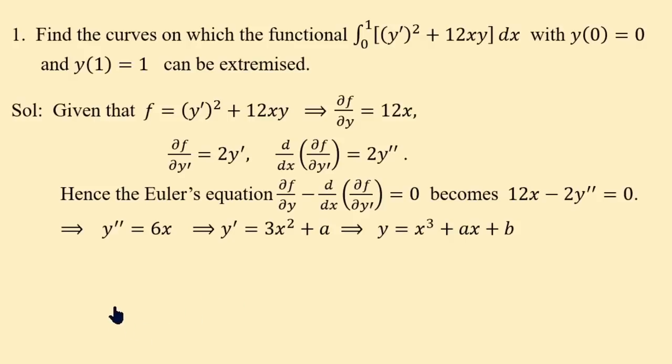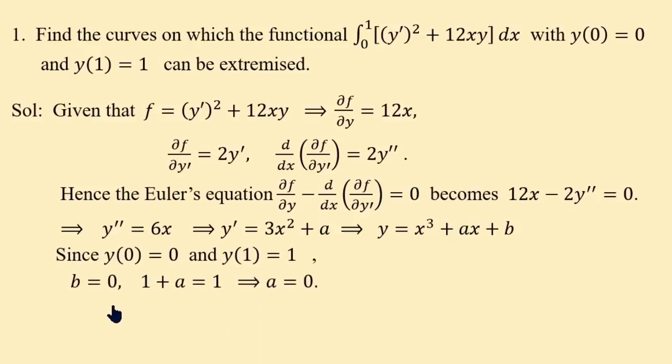Now see, at x equal to 0, y is 0, and at x equal to 1, y equals 1. By substituting, b becomes 0, a is also 0. The required solution is y equals x cubed. Follow? It's a very simple logic. Just remember this formula, the Euler equation, and see the partial derivatives. It is not complicated, very simple partial derivatives.